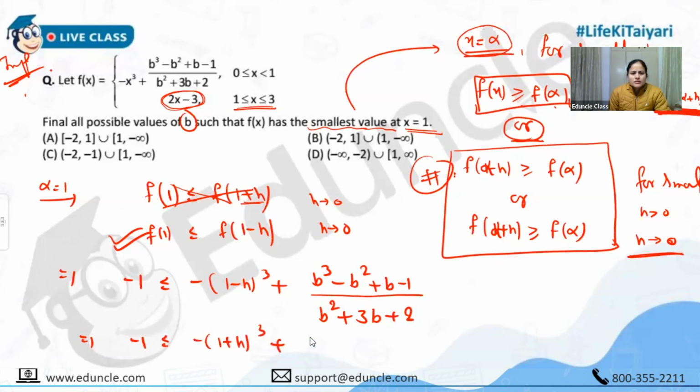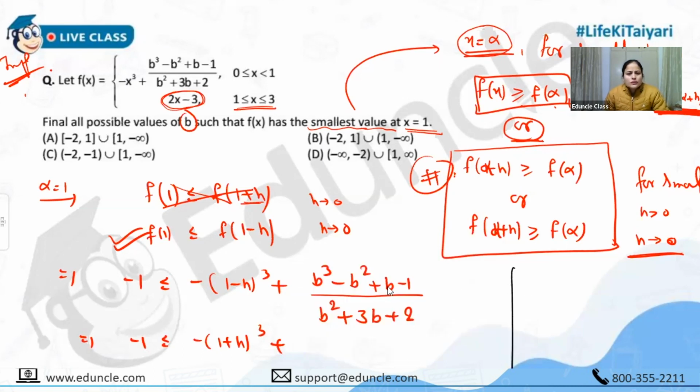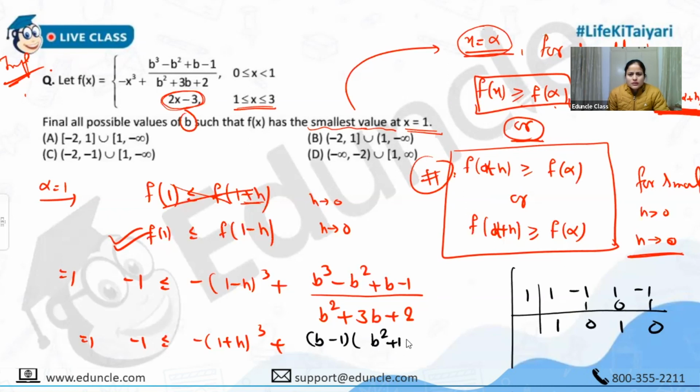1 plus h cube plus, if I am taking the factorization here, b equal to 1 is the root, so I'm taking b cube, b square, b and constant as they are. I'm applying the synthetic division method for the factorization of this cubic equation. So I'm having here b minus 1 and b square plus 1, and the denominator will take the factors b plus 2 and b plus 1. Okay?